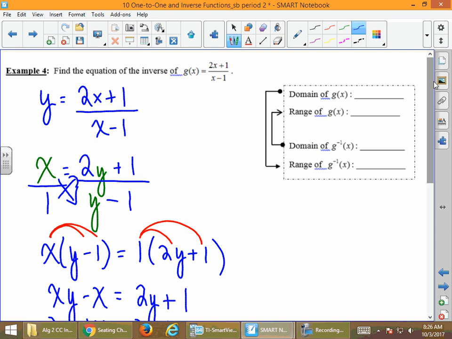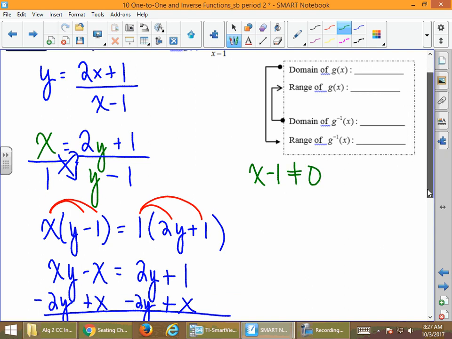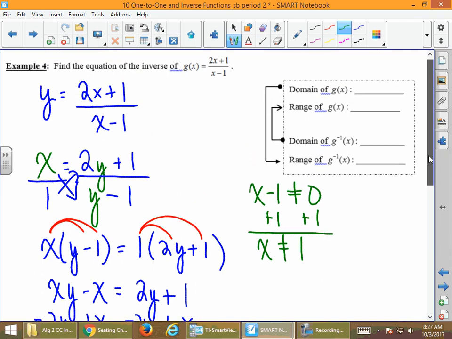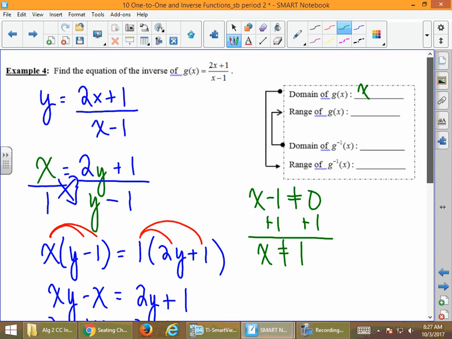The way that we find our domain is we take the denominator, the bottom of the original function, which is x minus 1, and we set it not equal to 0. So we can add 1 to both sides. This is coming again from the original function, the problem that was given. We can put that back up here in our domain. That's the domain: x doesn't equal 1.